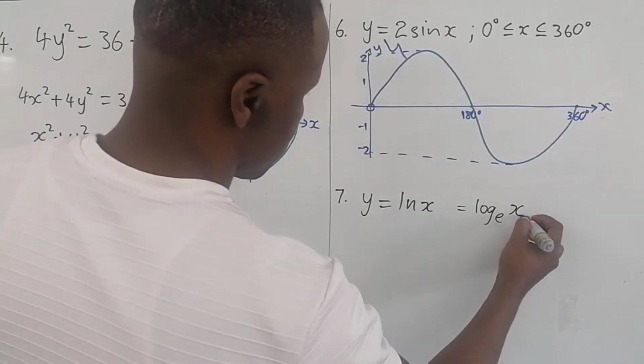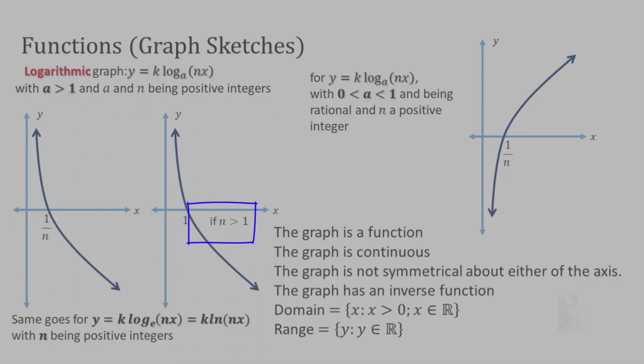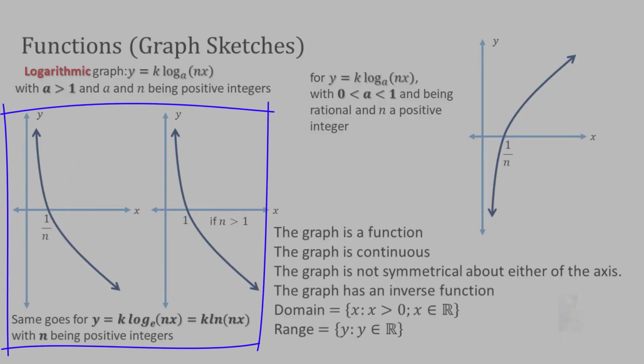For a log graph, you just have the nature or the shape of a log graph. So we will look at the shape of that log graph and then implement it, knowing that the coefficient of x is 1. So if the coefficient of x is 1, that means our curve will have an x-intercept at 1. If the coefficient of x, for example, was 2, then our x-intercept will be a half, because you always divide by the coefficient of x.